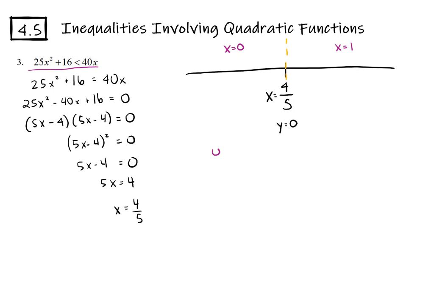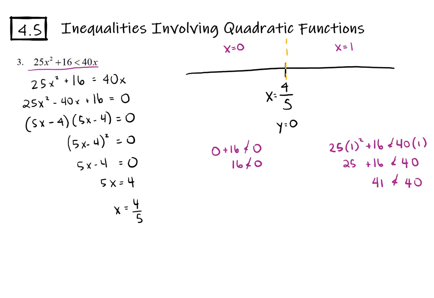So when I do that, I'm going to get 0 plus 16 is less than 0. And is 16 less than 0? No, that's not true. And then we're going to go to the right hand side and I'm going to plug this in. So I'm going to get 25 times 1 squared plus 16 is less than 40 times 1. So that's basically 25 plus 16 is less than 40. And so I get 41 is less than 40. Now that's not true either, so the right side's not true.